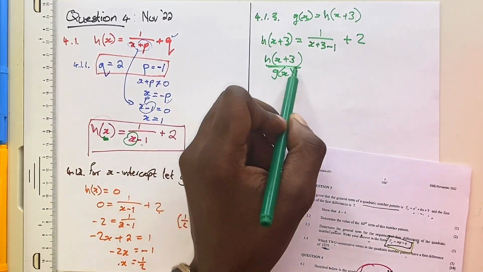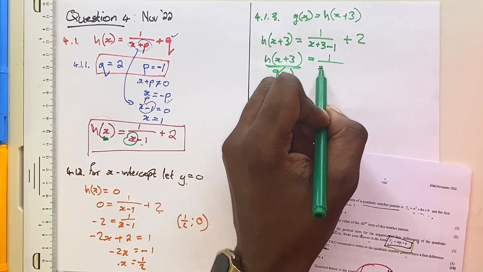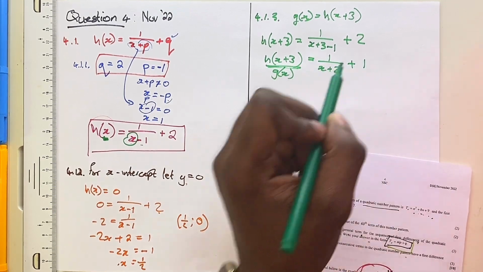This is not a division sign. It is equal to 1 over x plus 3 minus 1, plus 2.